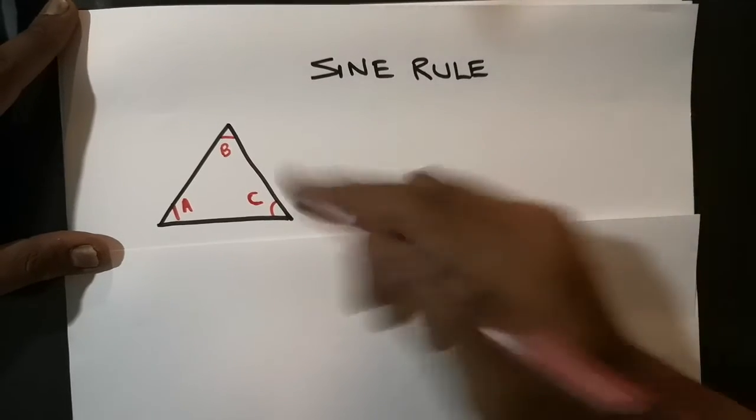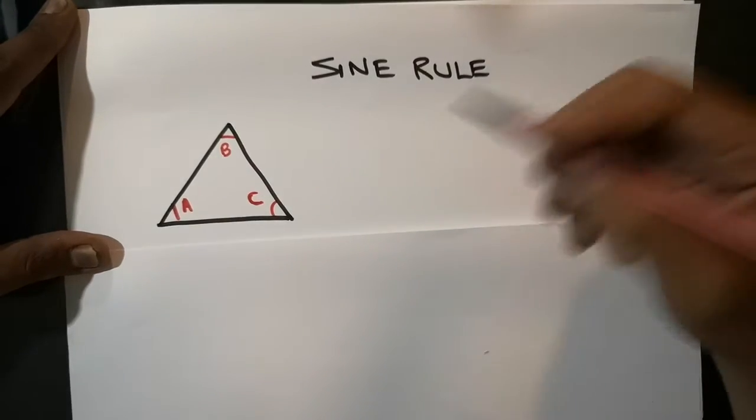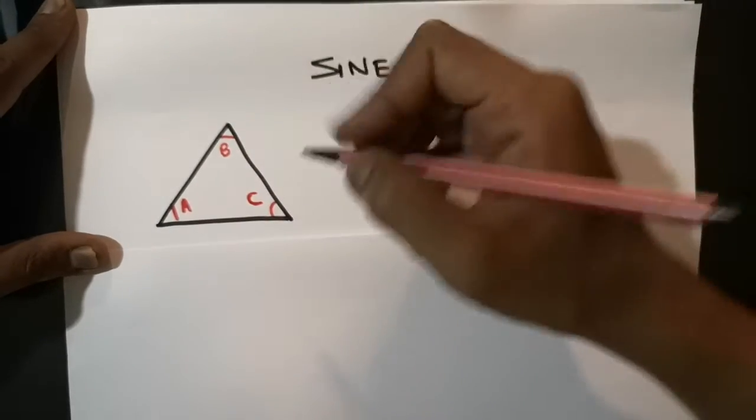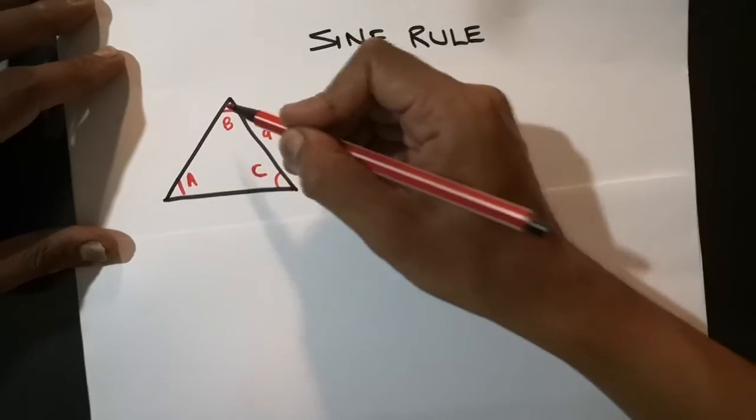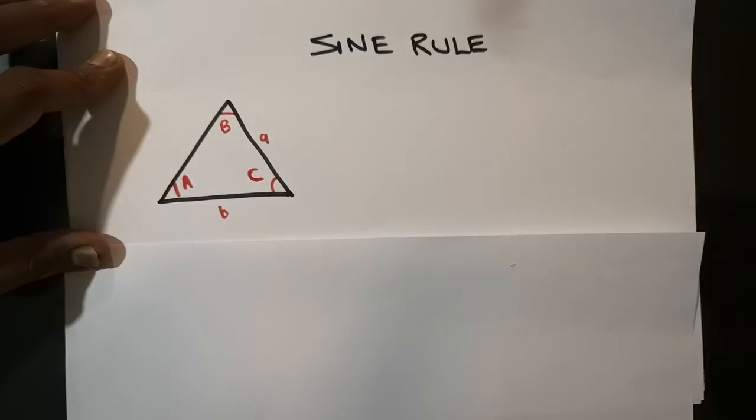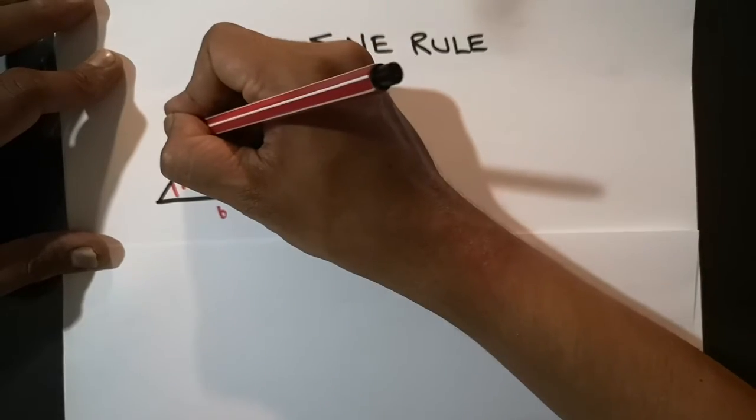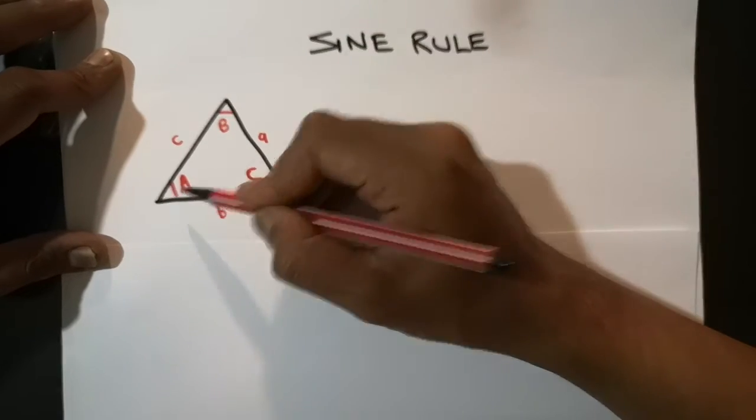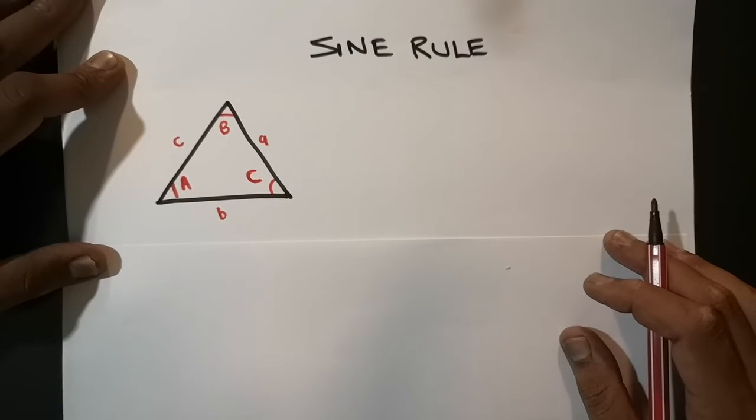Let's say this is angle A, angle B, angle C. The length opposite of angle A, I will name it small a. The length opposite of angle B, I will call it small b. The length opposite of angle C, I'll call it small c. So as you can see, opposite of angle, opposite of angle, opposite of angle. Simple. So the formula goes like this.